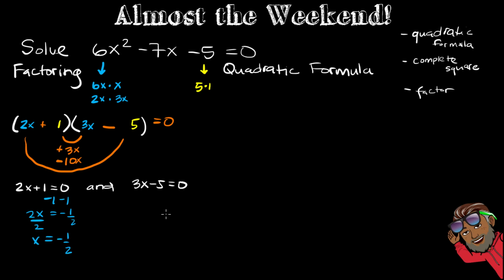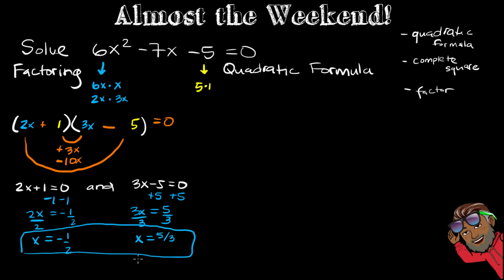We do the same exact thing on this problem. When I say same thing, I mean solve it. We're going to add 5 to both sides of the equation. This gives us 3x equals 5, then we divide by 3 to get rid of the 3 on the left side, and this yields x equals 5/3. So we do have two solutions: x equals negative 1/2 and x equals 5/3.